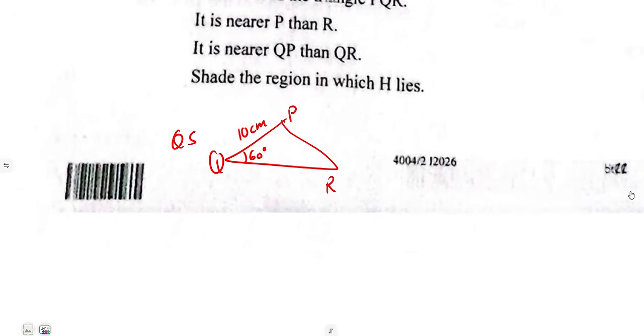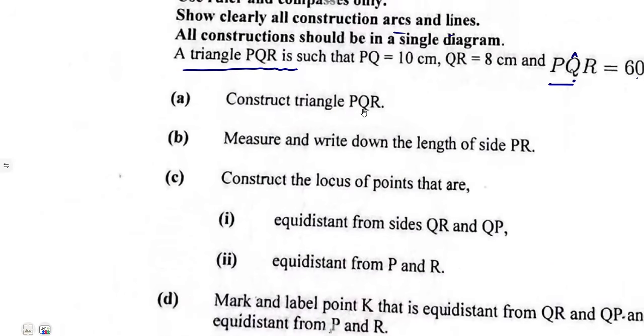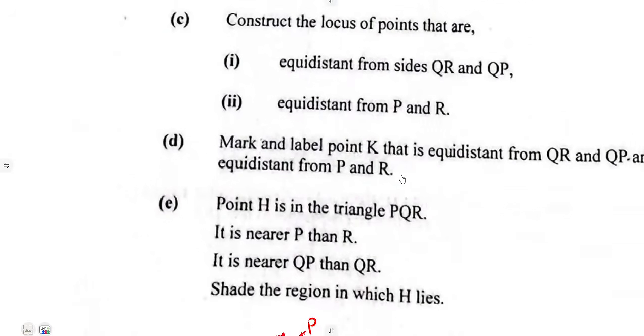So that's our QR, which was 8 centimeters. So this is what you're given, and you're asked to construct that. Construct triangle PQR, then do these calculations and constructions. All right. So let us see what we're given here. This is our sketch. So let us construct from the sketch that we are given.